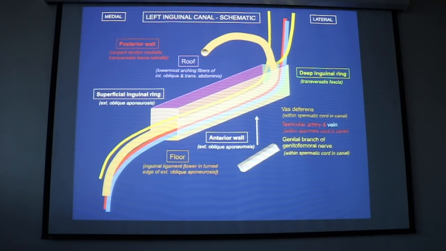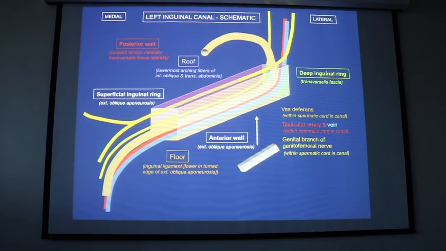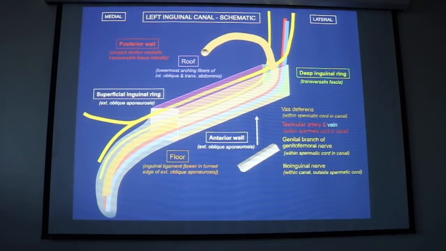There is another nerve which passes through the inguinal canal, but it's not a content of the spermatic cord. That nerve is the ilioinguinal nerve. It doesn't go through the deep ring. It pierces the roof, but it gets out of the superficial ring. When the testis and the spermatic cord pass through the aponeurosis of the external oblique, there we call it the external spermatic fascia.